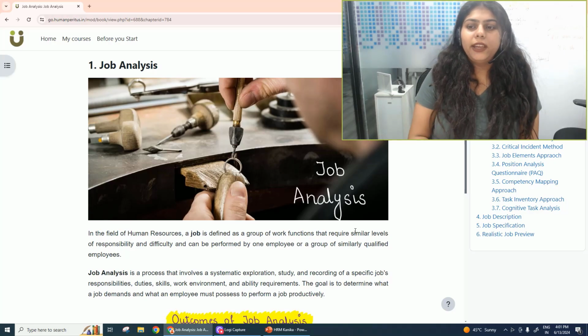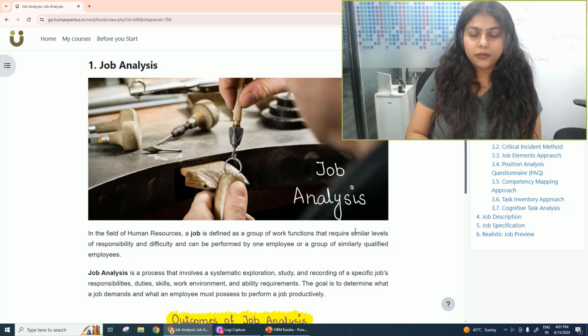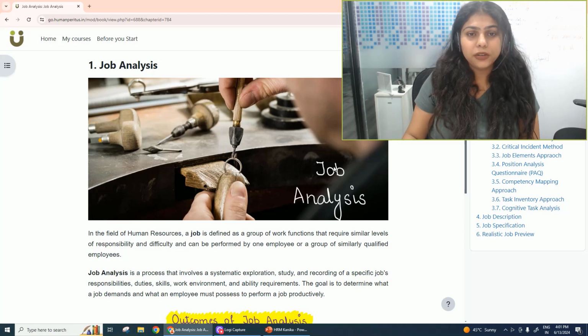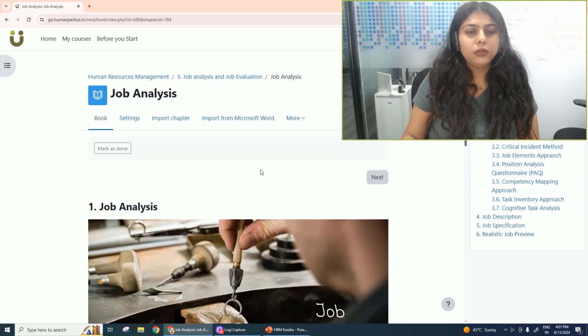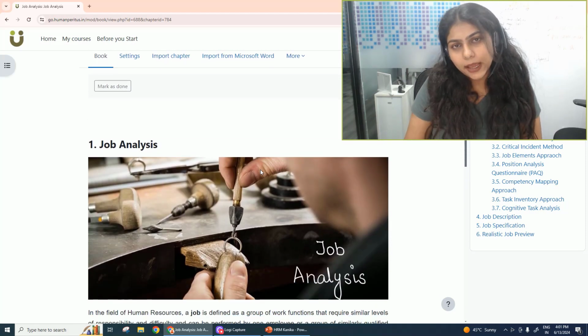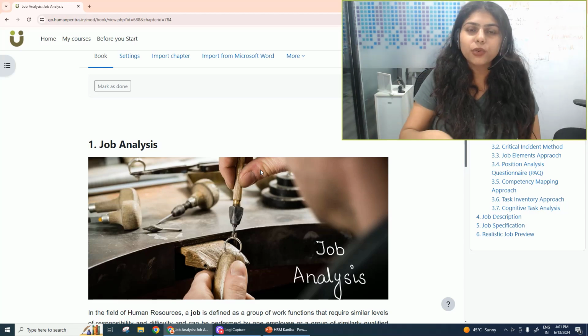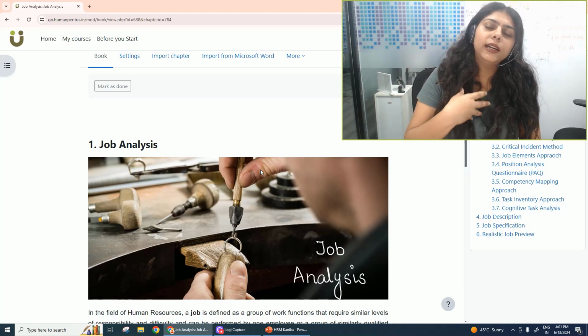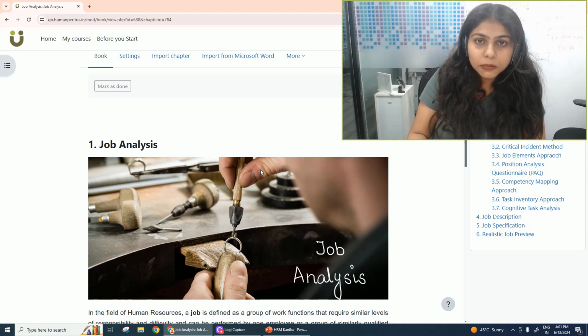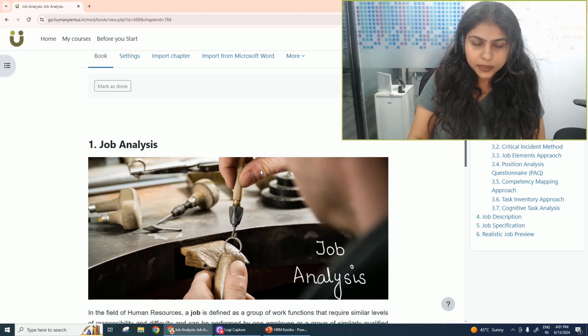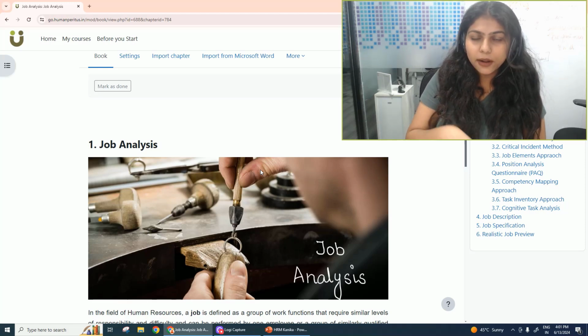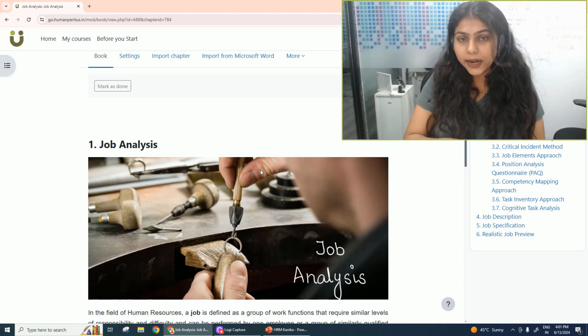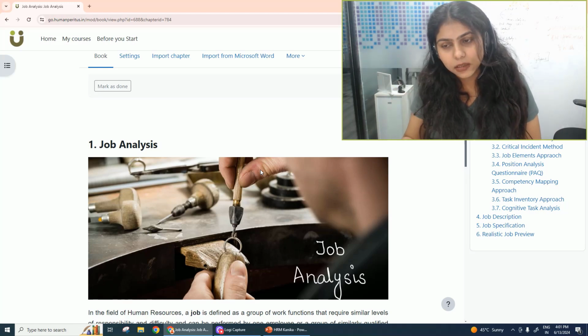Hello. Today we are covering job analysis from human resources management, and this is the introductory class to job analysis. Now, to understand what job analysis is, we'll first have to go through what a job is, and then it's very clear that the analysis of a job is called job analysis. Let's first understand what a job is, then we'll understand what the analysis means here.